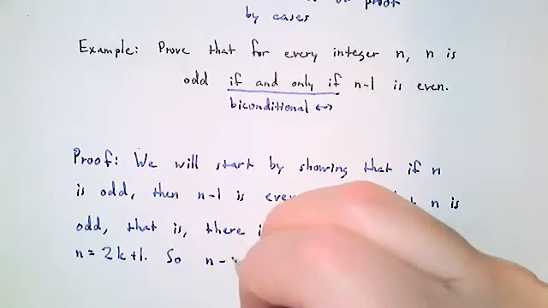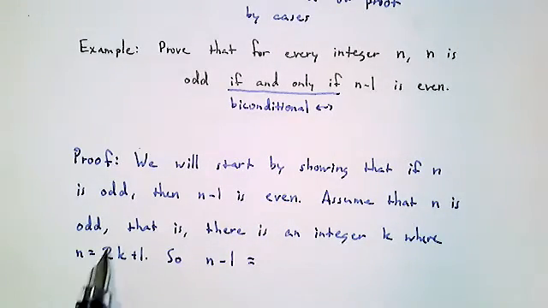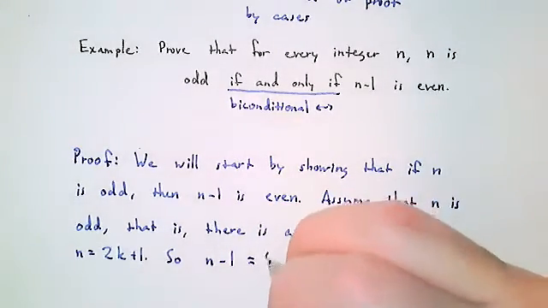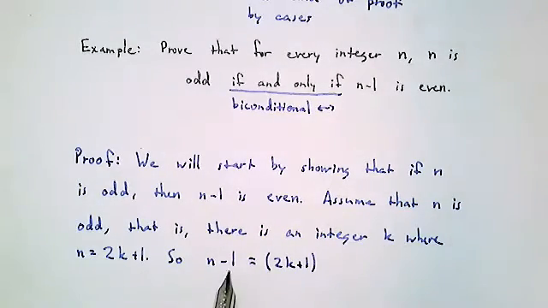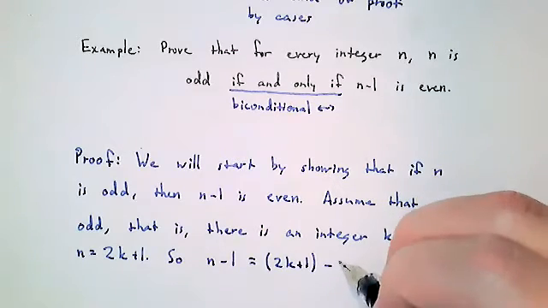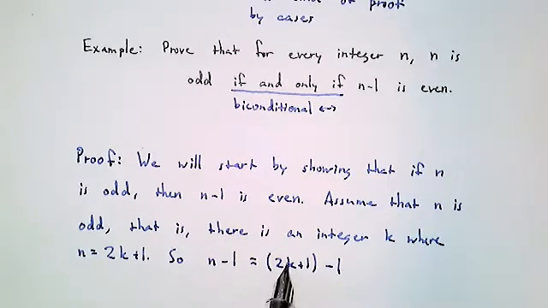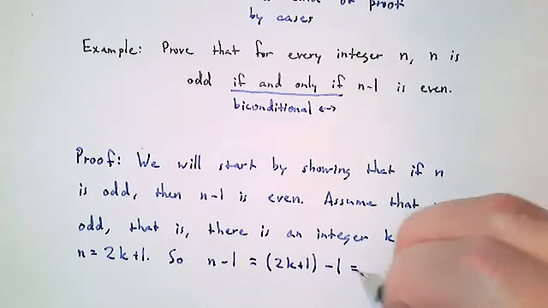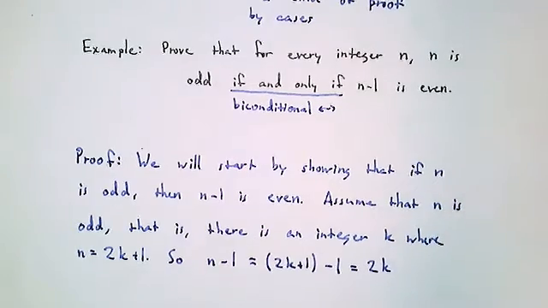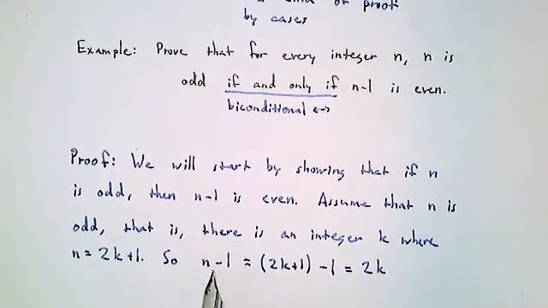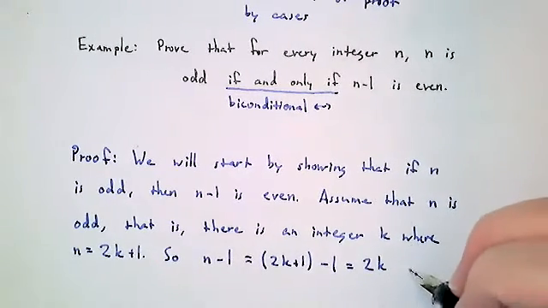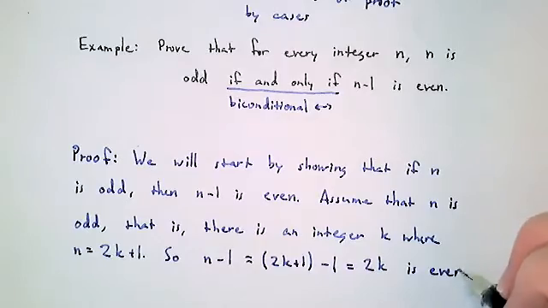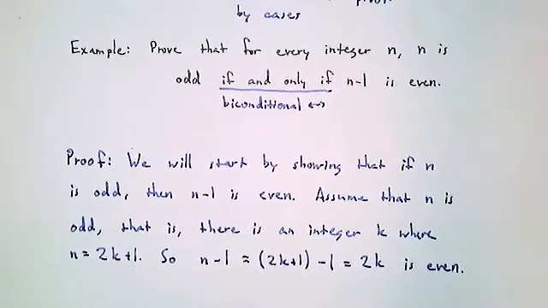So n minus 1, we use this for n, 2k plus 1. And then we subtract 1. We've substituted in for n, and when we subtract off the 1, all that we're left with is 2k. And that's what we needed. n minus 1 is equal to 2 times an integer. That means it's even. And that finishes off the first half.